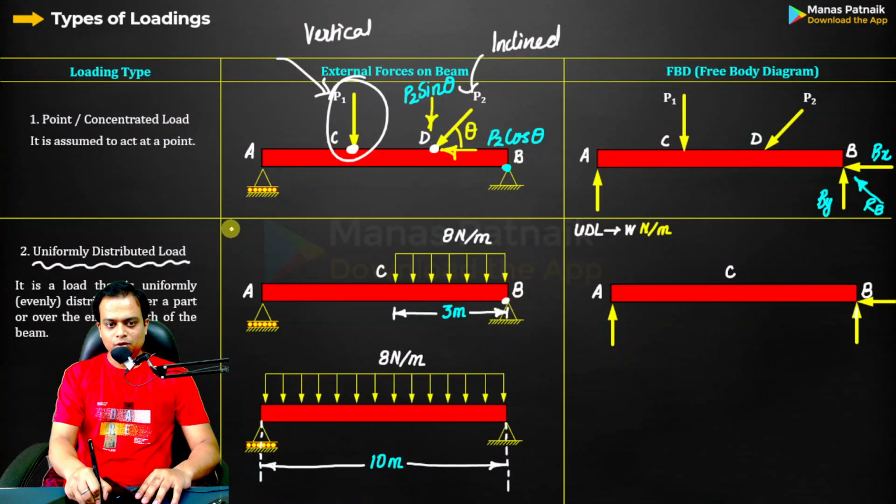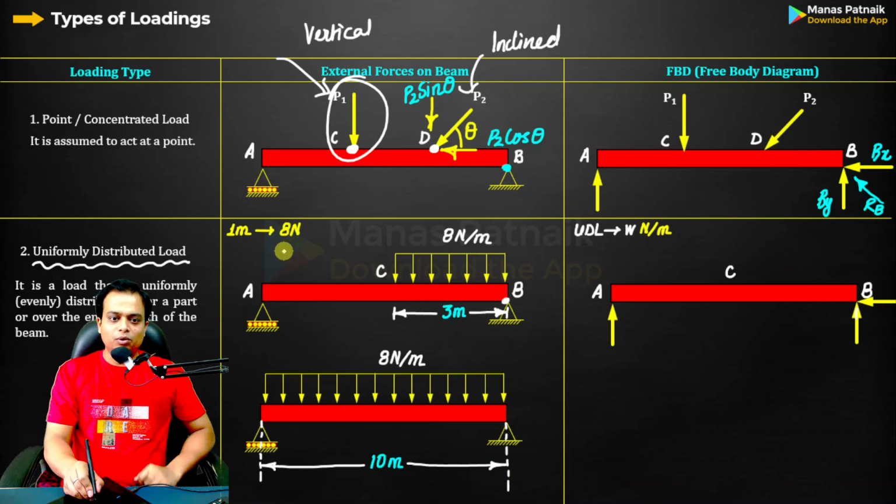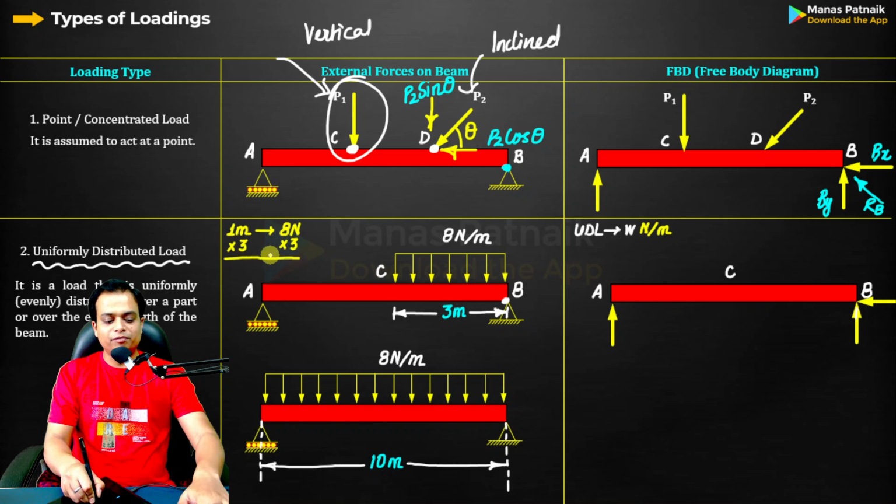The meaning is very simple. For 1 meter length of the beam, the total load acting in the downward direction is 8 Newton. If for 1 meter it is 8 Newton load, then for 3 meters, that means we shall multiply both the sides by 3. Then for 3 meters, it is going to be equal to 8 times 3, which is 24 newtons.